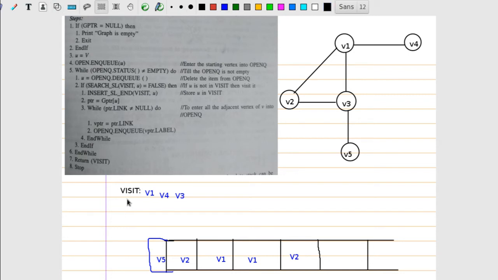Next we will take out the next element, that is V2. V2 is not in the visited list, so it is added. Then we will take the neighbors of V2. The neighbors of V2 are V1 and V3.